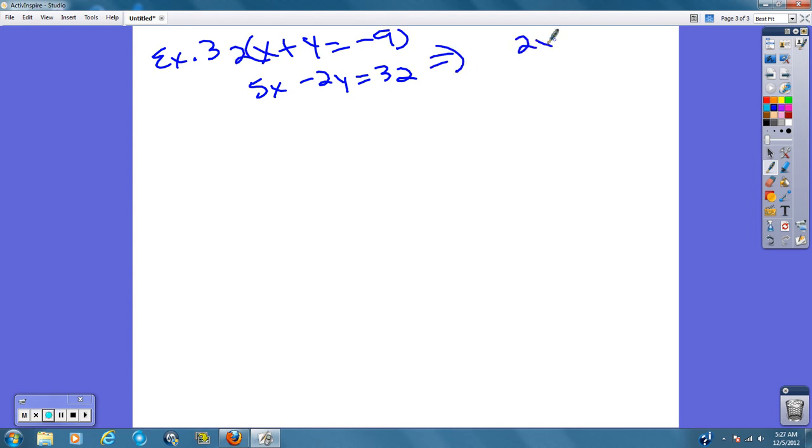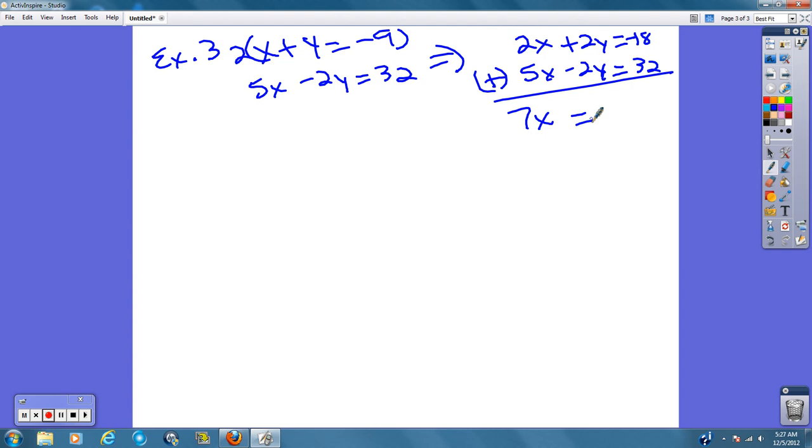So that's going to give me a 2x, this just means this is the next step. 2x plus 2y equals negative 18. And then this is 5x minus 2y equals 32. Now I'm just going to add them, which is what I've been doing. I always put this addition sign in parentheses because it's my operation, so that way you know it's not part of the problem. So when I do this, 2x plus 5x is going to give me 7x. This is 0. And then negative 18 plus 32 is going to give me 14.